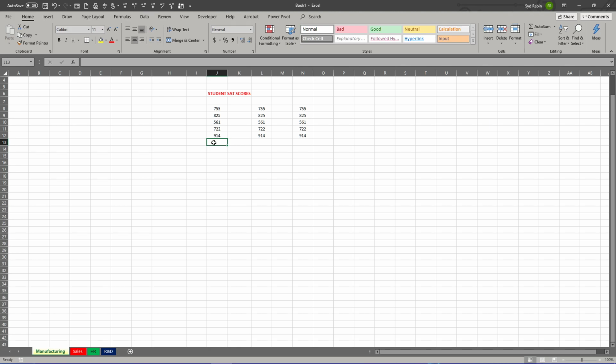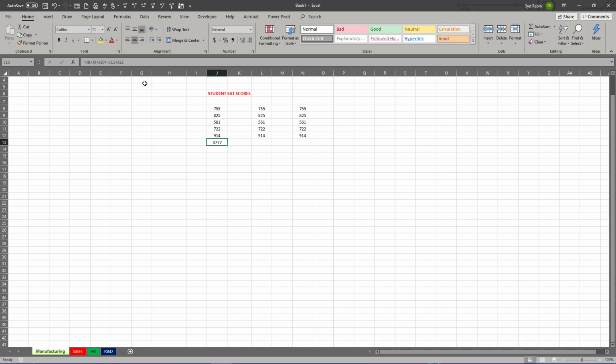You start all formulas with an equal sign. So then we want to put in the numbers that we're adding up. So we click on the first cell, and then we type a plus sign. We click on the next cell, type a plus sign, the third cell, plus sign, fourth cell, plus sign, and the fifth cell.